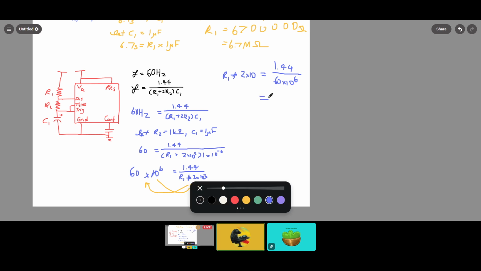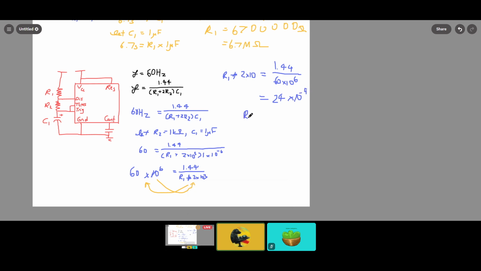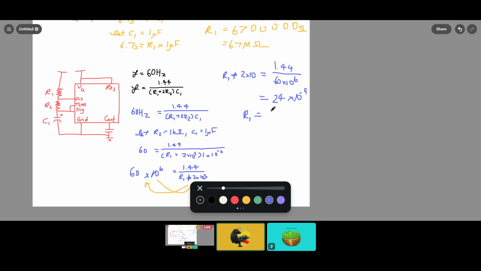So let's find that first. This is going to be an extremely small number, just saying. So we get 24 times 10 to the power of 9. Then all we need to do is R1 is that number minus 2 times 10 to the power of 3. So we get negative 2000, negative 2000 kilo ohms. Ohms.